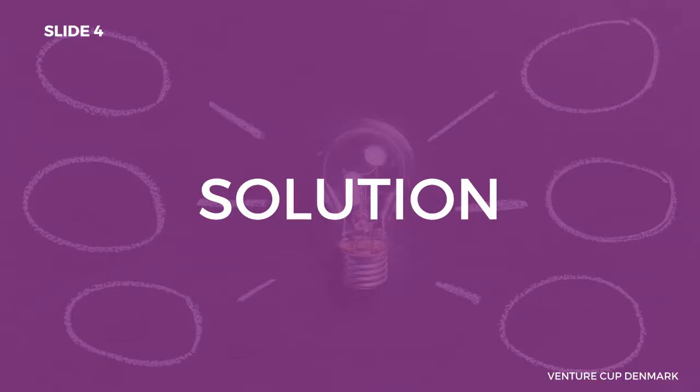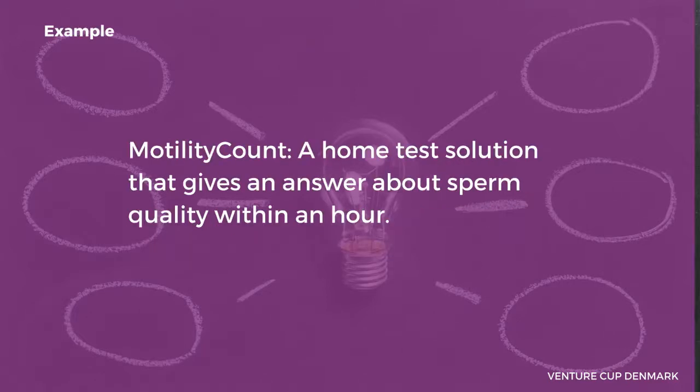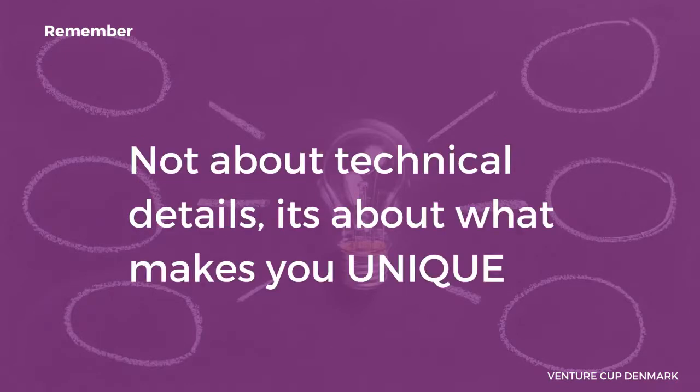Slide number 4, solution. Now that you have shown your problem, it's now time to reveal the solution. The main point you need to think about is that the focus needs to be on user value. What is the value for them using your product compared to the existing products? Example, motility count, a home test solution that gives an answer about sperm quality within an hour. Now, this slide is not about technical details. It should be about the unique value you offer your customers.